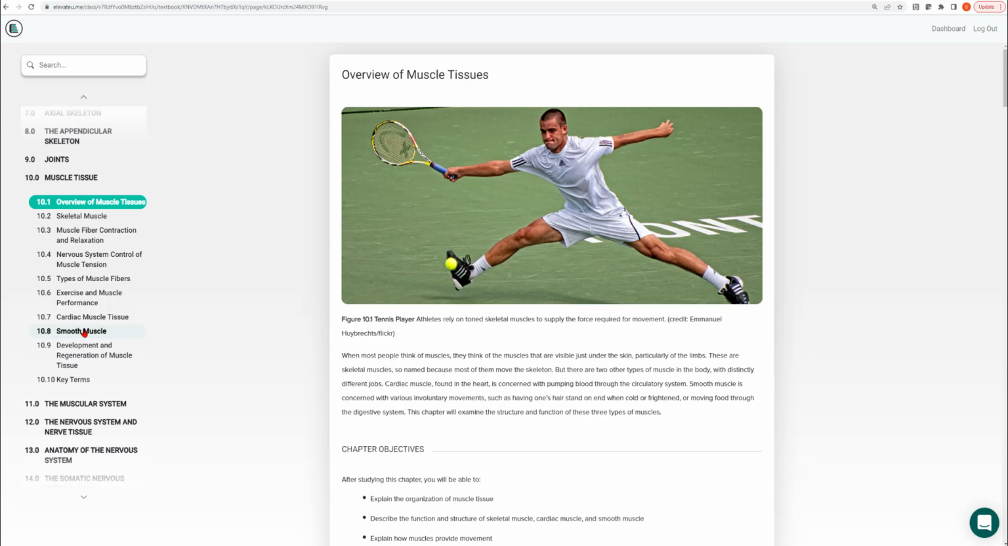The other sections we'll be skipping over, and I'll also be mixing in a few images from a separate PowerPoint set of images that are also posted below this video in the Exam 2 folder. So let's get started with muscle tissue.